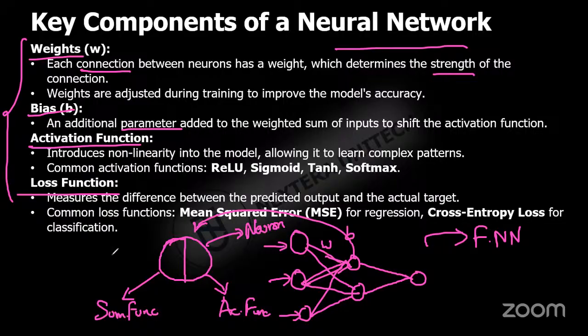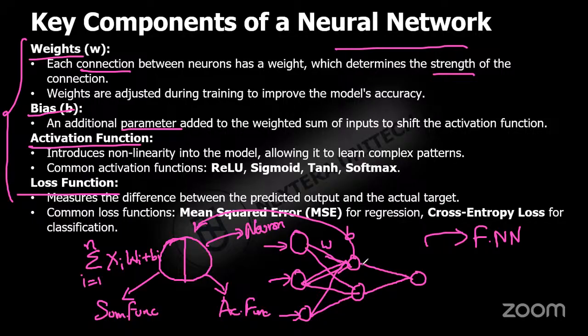So I'll give the formula here. For the summation function, the formula is given as the summation of xi multiplied by wi plus bi, where i takes from 1 till n. Now let us understand this formula first of all.